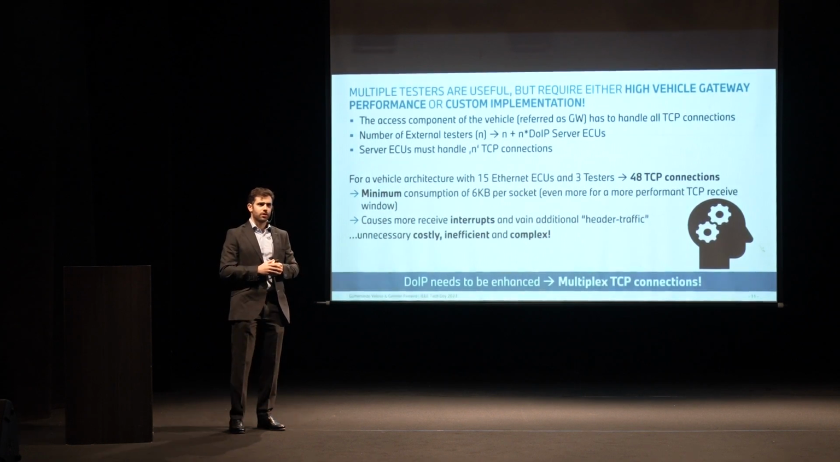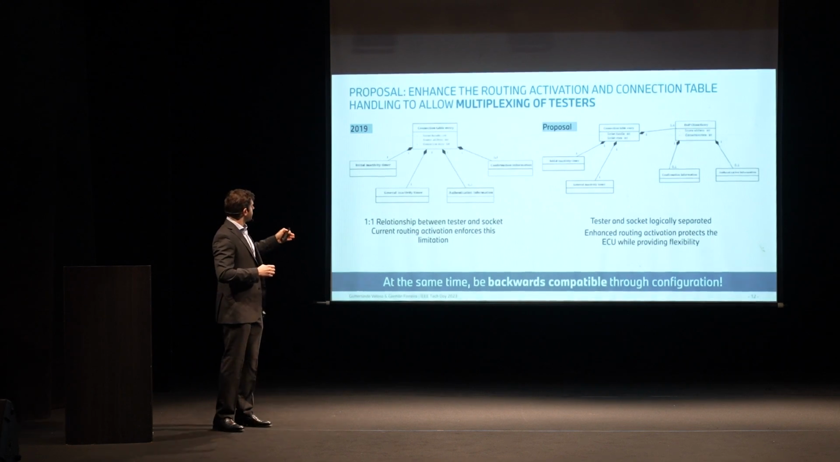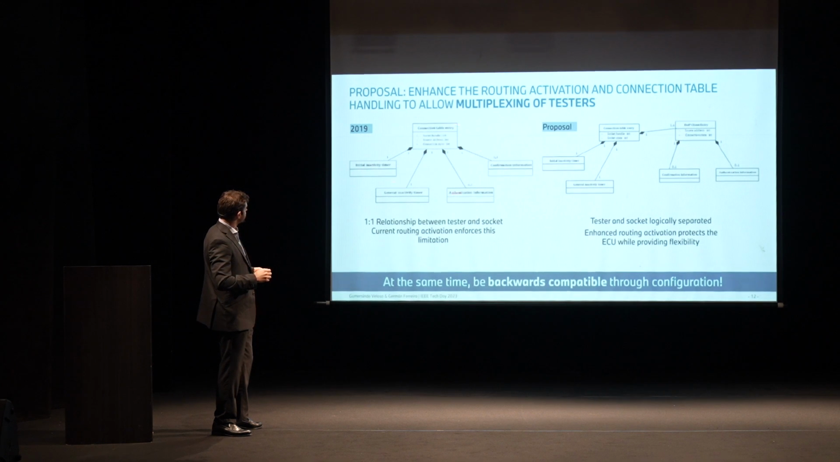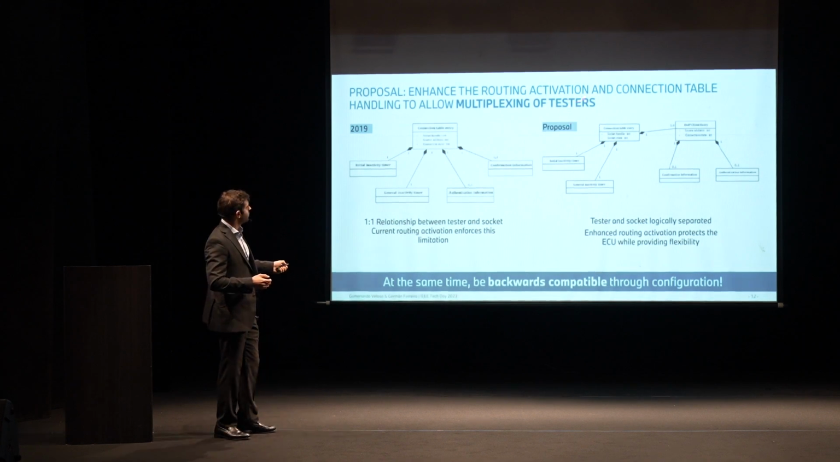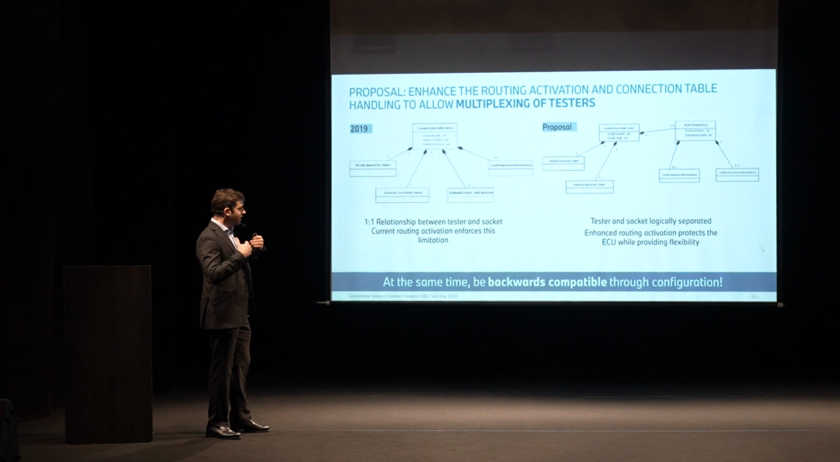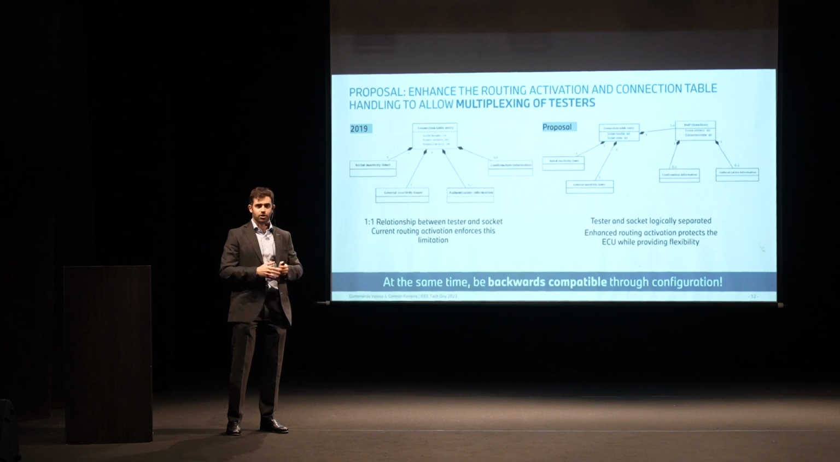How will this work in the ISO? So here, this is the proposal from the BMW side to allow the multiplexing of testers. On the left side of the screen, you will see the connection table modeling of the current ISO specification, and on the right side, you will see the proposal from the BMW side. I will explain this a little bit for those of you who are sitting at the back and cannot see the slide properly. So the connection table is basically the model that is relating the testers and the socket connections. And all of this is performed through the routing activation mechanism.